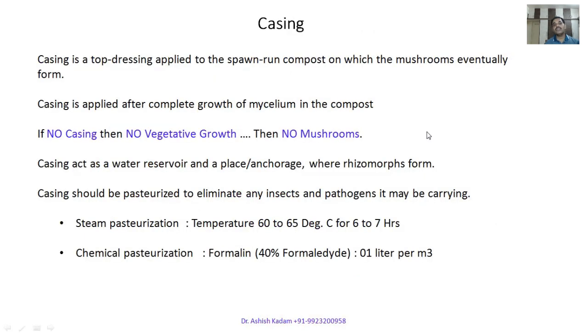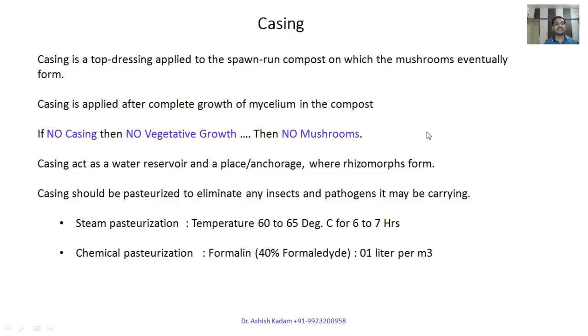Once we have the vegetative growth of the mycelium, once we have the picture of white milky threads which have engulfed the entire compost, then you can begin the second process, which is called casing. In casing, we are basically applying a top dressing to the compost. It is nothing but a cloth. So we are laying the cloth on the compost.